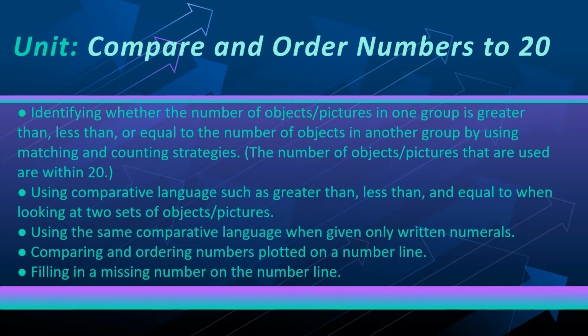In this unit, we will have students making connections to comparing numbers to 10, and using that same comparative language, we are having them compare, but we still do not use the greater than and less than symbols. Students will be comparing sets of objects and pictures with up to 20 objects, identifying them as greater than, less than, or equal. This year, students will also be plotting numbers on a number line and comparing them using their position.